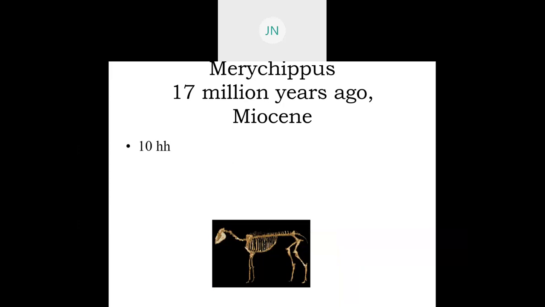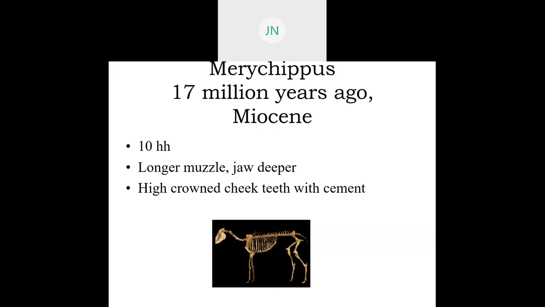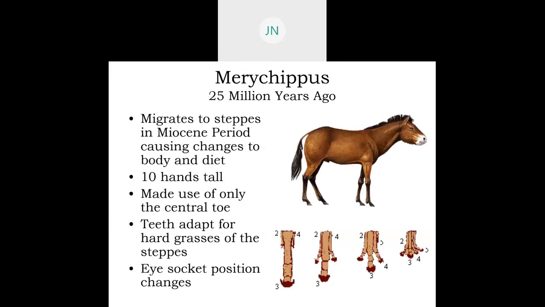This was about 17 million years ago in the Miocene. And this one was 10 hands high. We use a hand, 4 inches in a hand, and it had a longer muzzle and its jaw was deeper, and it had high crown cheek teeth with cement now, and its eye socket position changed so it could better observe predators, and it migrated to the steppes, and this caused changes to its body and diet.